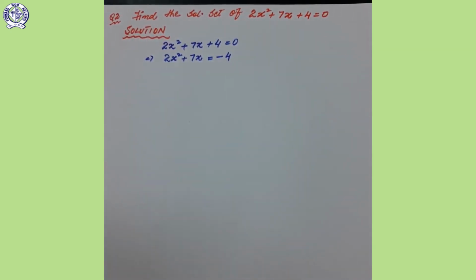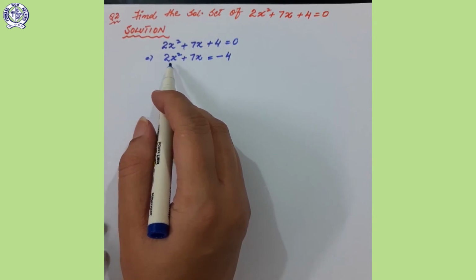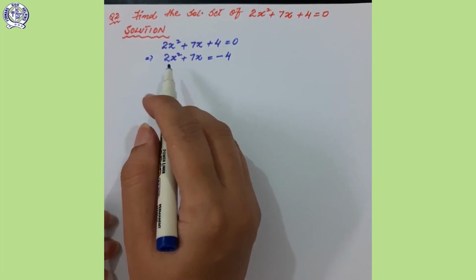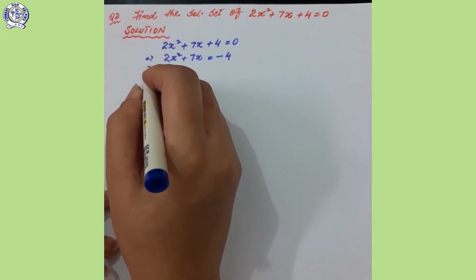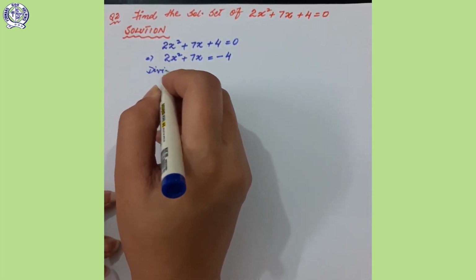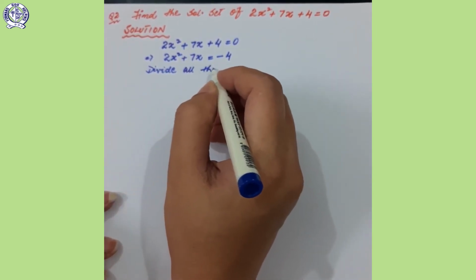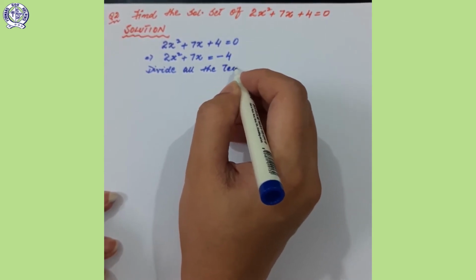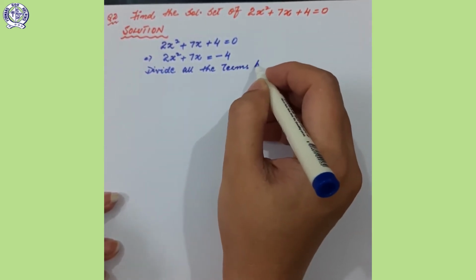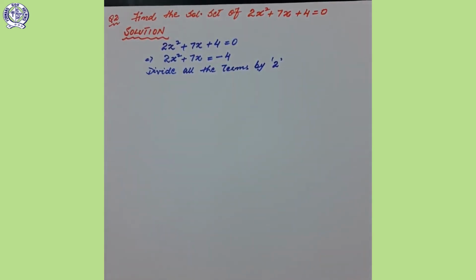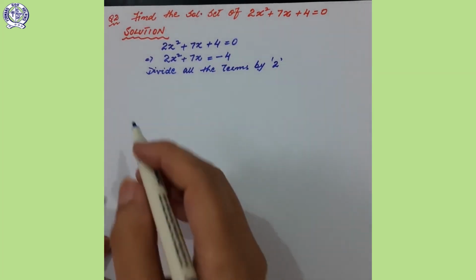We have shifted the constant term after the equals sign. Now in this question there is a coefficient with the first term. So when the coefficient is given, what we do is divide the whole expression by 2. Divide all the terms by 2. Why 2? Because the coefficient of x square is 2. So divide all by 2.